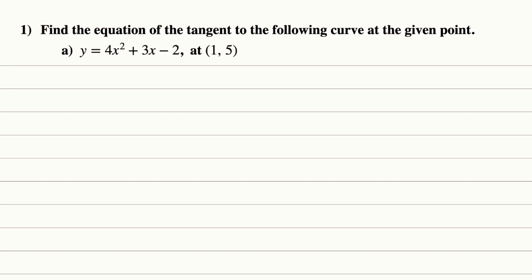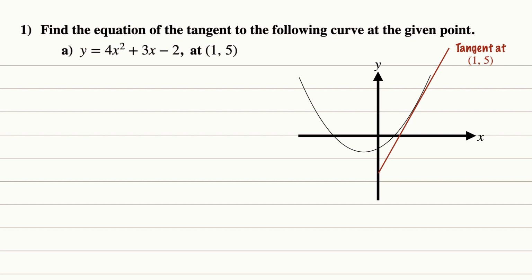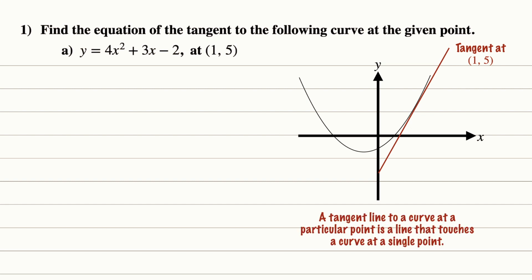We first have to understand what is a tangent. It's basically a line, but this line is a special line. It meets the curve at only one single point. Now the question says find the equation of this tangent.